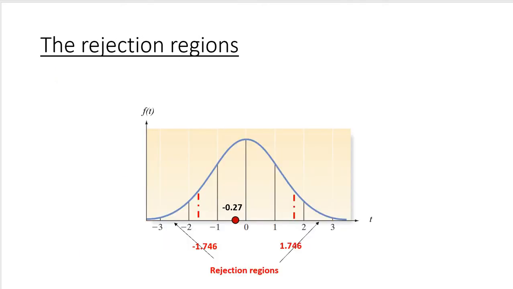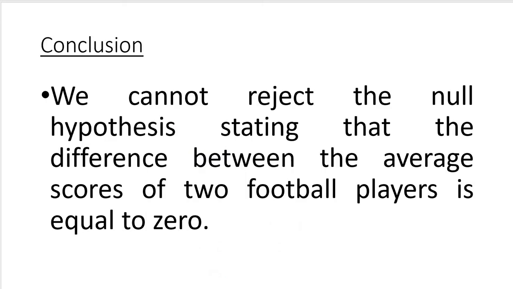1.746. So we've got two rejection regions. Everything to the right of 1.746 will be in the rejection region, and everything to the left of negative 1.746 will be in the rejection region. And as we can see, our value does not go within any of those rejection regions. In other words, we have to conclude that we cannot reject the null hypothesis, which states that the difference between the average scores of two football players is equal to 0.